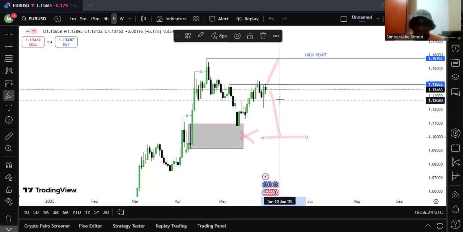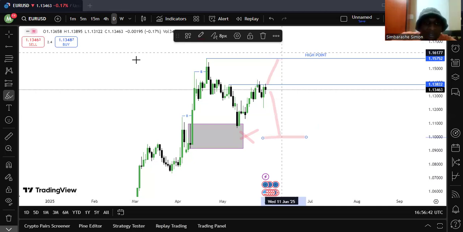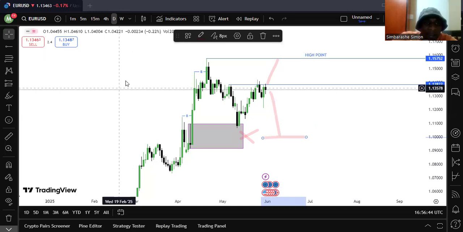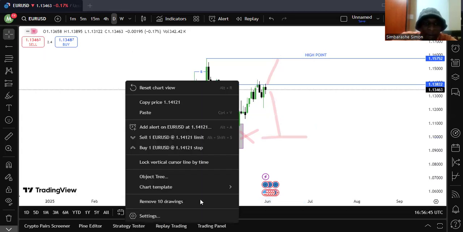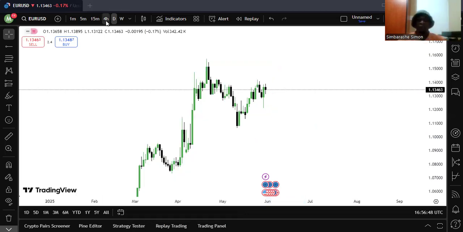We close it with what? With a body closure. A candle breaks, then it closes inside. Because now we just break, then it closes weak, breaks weak, breaks with a wick. So if we close with a body of a candle, then okay, boom, definitely we are going up. Simple, guys. Just have a plan, follow that plan, then everything will be clear to you.